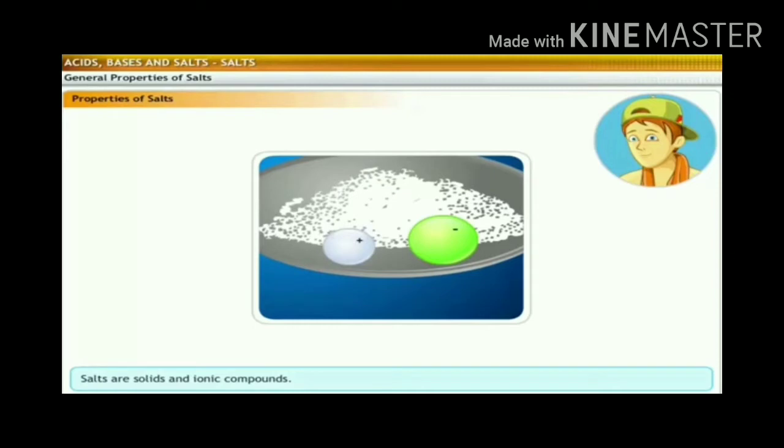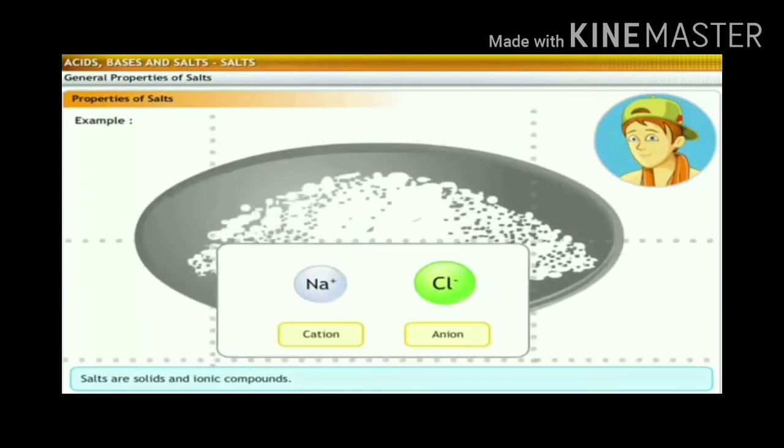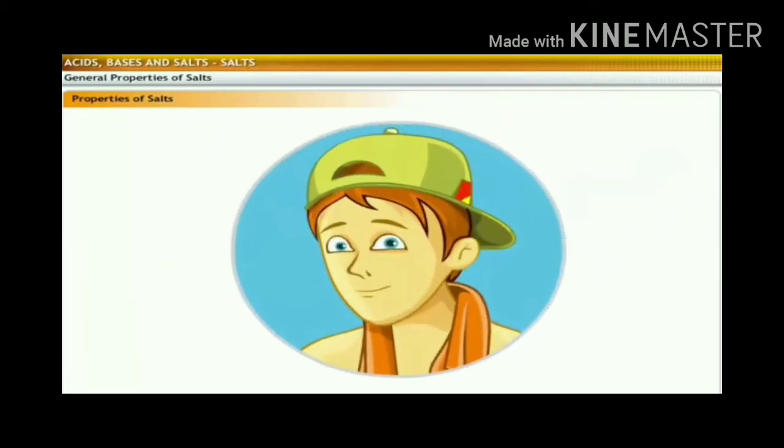Every salt has a positively charged cation and negatively charged anion. For example, sodium chloride is made of sodium ions and chloride ions. Do you know how these salts get their name? No idea. Salts usually get their name from the acid which takes part in the reaction.